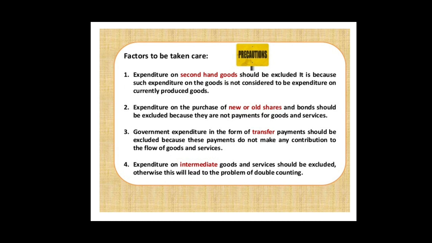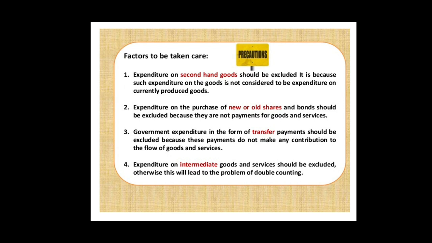Another precaution which needs to be taken while calculating the national income by using the expenditure method is government expenditure in the form of transfer payments such as unemployment allowances, scholarships, widow pensions, old age pensions, etc., should be excluded from the calculation of national income because these payments do not make any contribution to the flow of goods and services, which means that no productive service is rendered by the recipients in exchange.